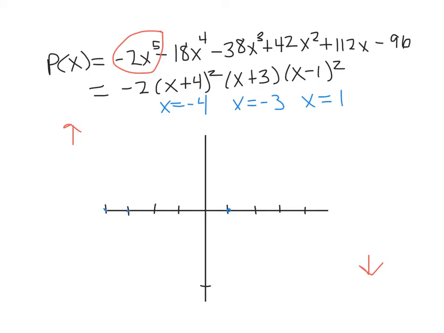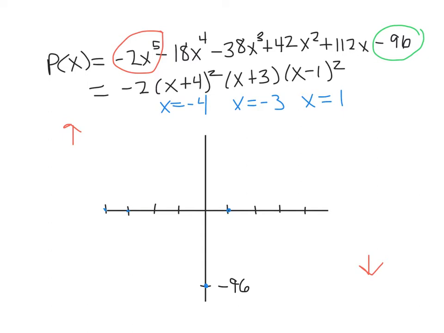Now looking at the y-intercept, that's going to be the constant term, so -96. I'll label this point right here, -96, and put a point there for the y-intercept. Now we can graph it.